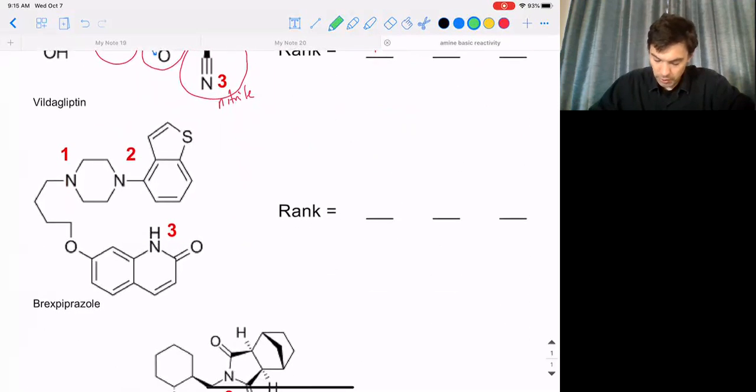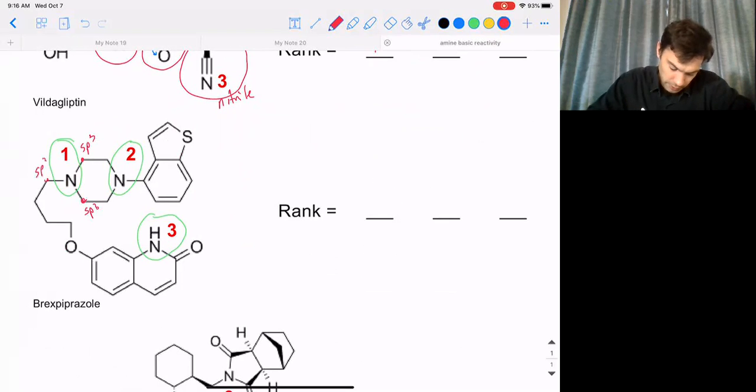The second molecule here also has a number of nitrogens, so let's just circle those. We've got 1 and 2 and then 3 down here. If we look at nitrogen 1, we can notice that it's sp3 over here, sp3 on that side, and sp3 on that side. So this is a tertiary nitrogen, and it is surrounded by alkyl groups. Again, that'll for sure be our most basic.